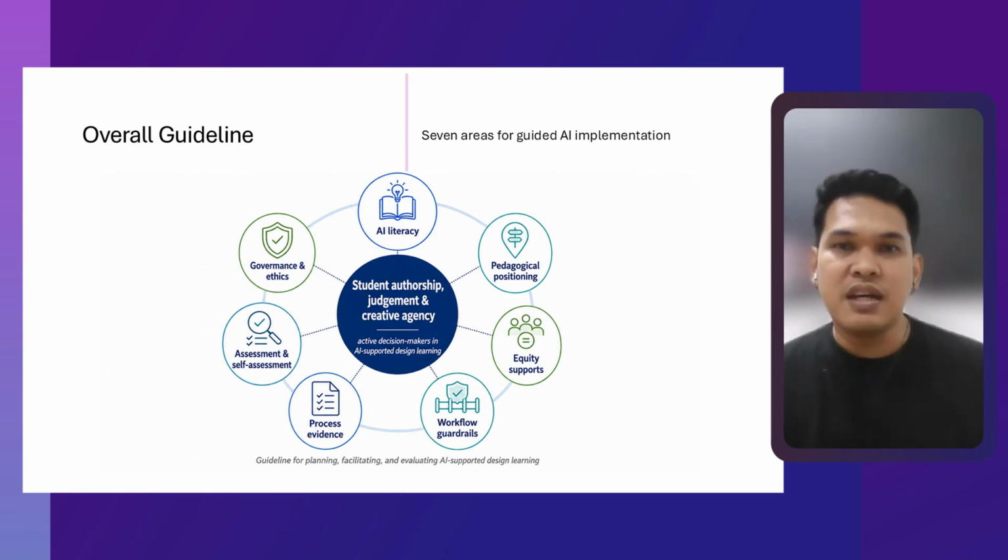The center of the guideline is student authorship, judgment, and creative agency. This is important because AI should not be positioned as a replacement for students' design thinking. Instead, AI should be used as a support for exploration, reflection, and development, while students remain responsible for interpreting, selecting, rejecting, modifying, and justifying their design decisions.